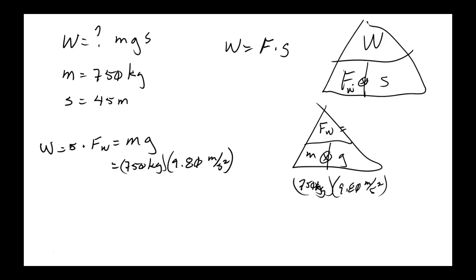Anyone get an answer yet? I believe so. 750 is a big number, 45 is a big number, and 9.8 is a pretty good sized number. So I'd say this is going to be a big number. What do you get? 330,000? Okay. 750?